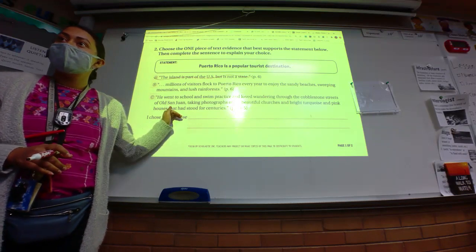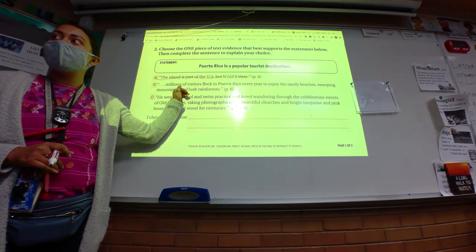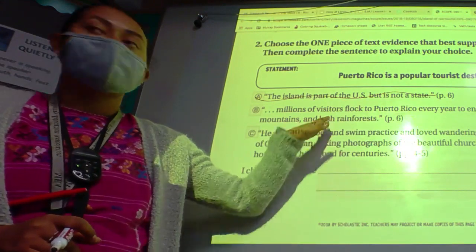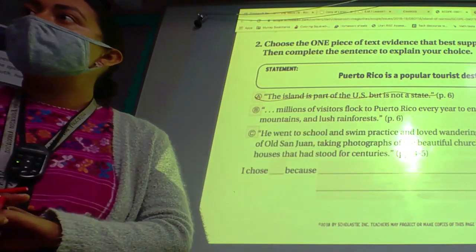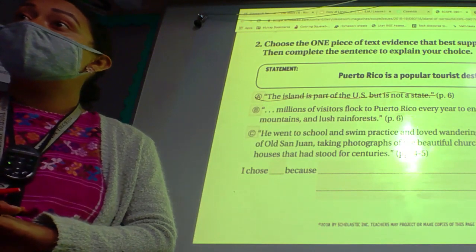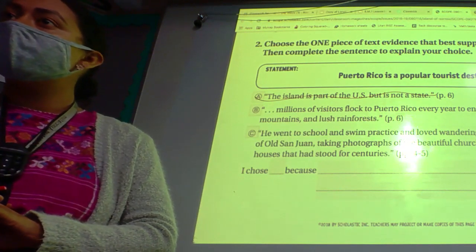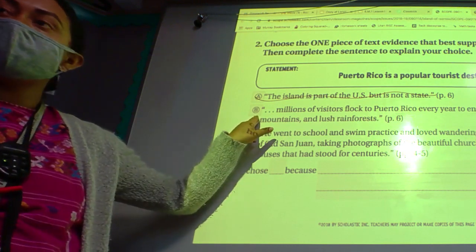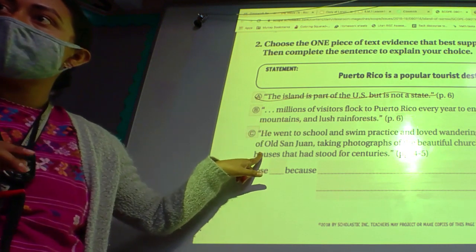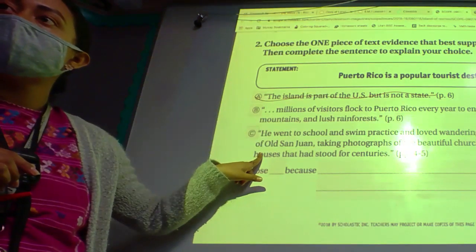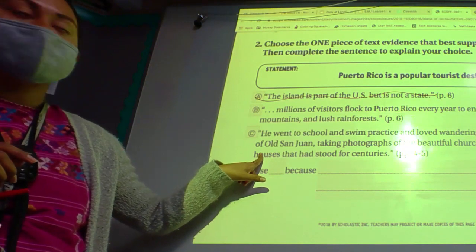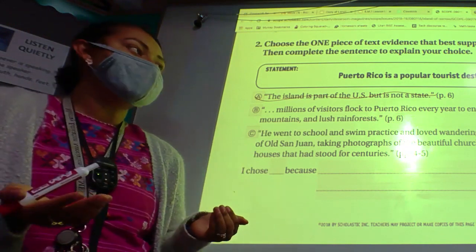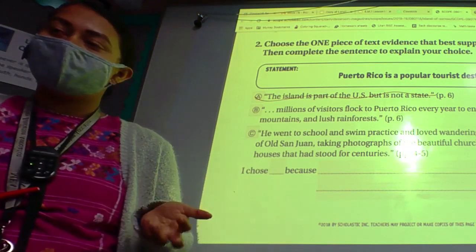C? B? C or B? What do you think? C. Okay, I heard three people say B, one person said C. B? I mean, I feel like this kind of depends on your personal preference of where you would want to go and explore other places.